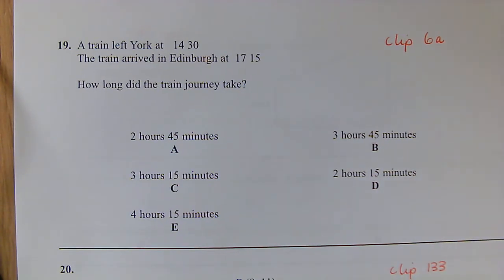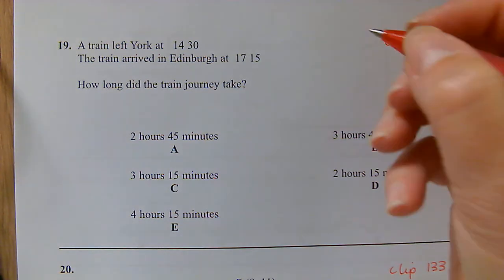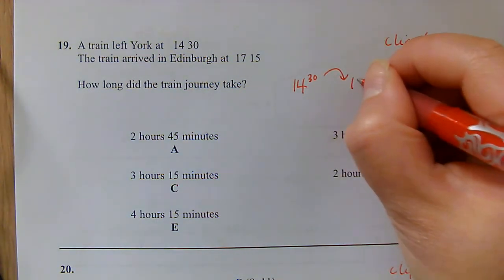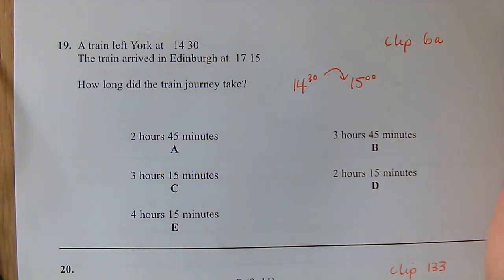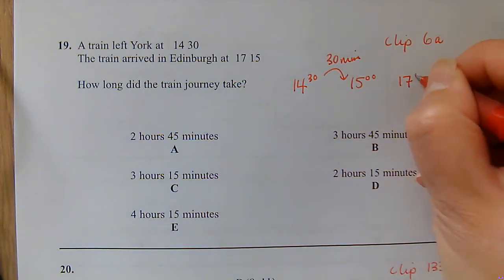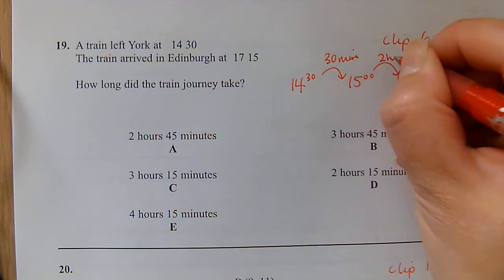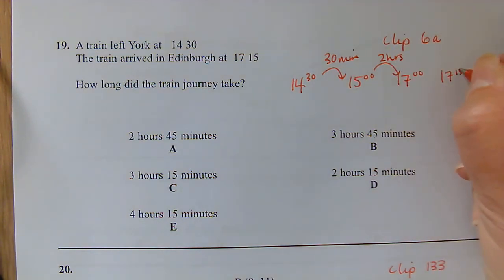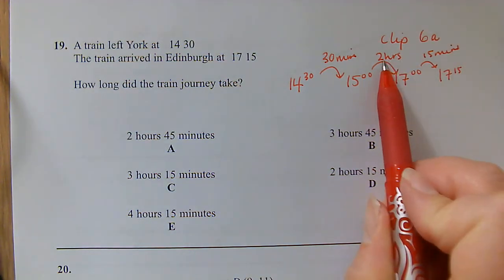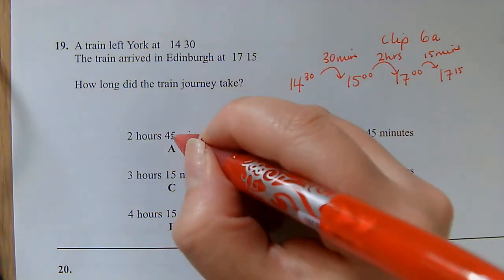Question 19. Train left York at 2:30. It then arrived in Edinburgh at 5:15. How long did the journey take? So once again, we could do a little timeline here. So 2:30 to 3 o'clock is 30 minutes. Then from 3 o'clock to 5 o'clock is 2 hours. And then from 5 o'clock to 5:15 is 15 minutes. So I've got 2 hours and 45 minutes.